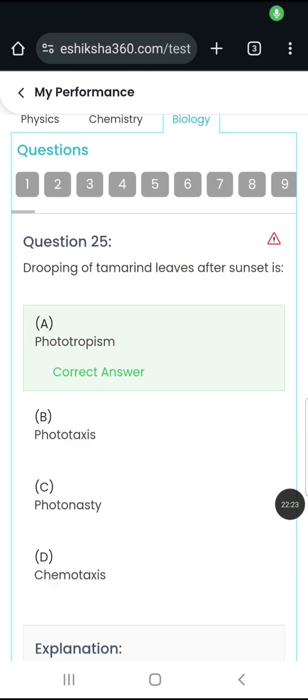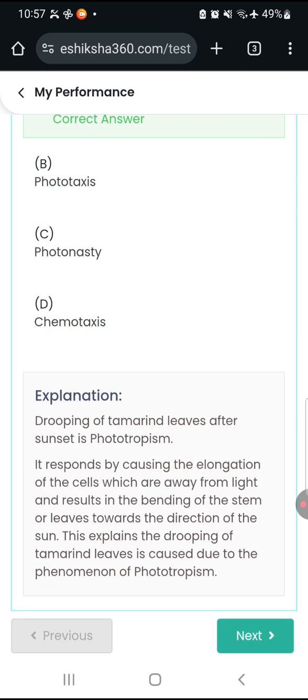Question: Drooping of the tamarind leaves after sunset is? Answer: Phototropism. Explanation: Drooping of tamarind leaves after sunset is phototropism.